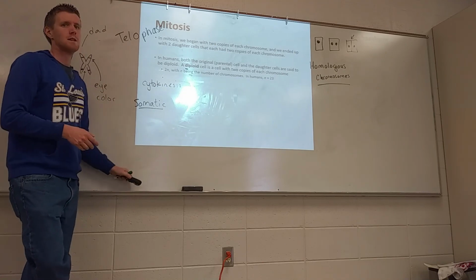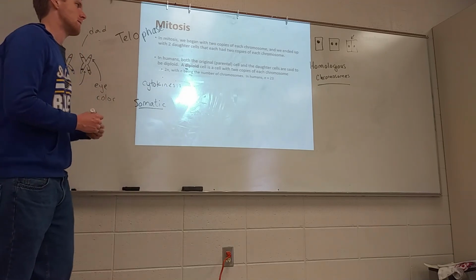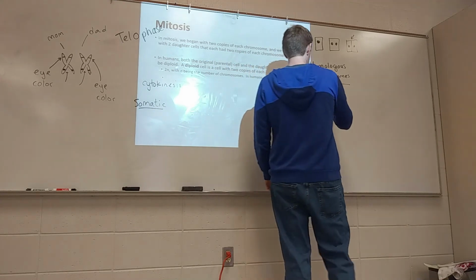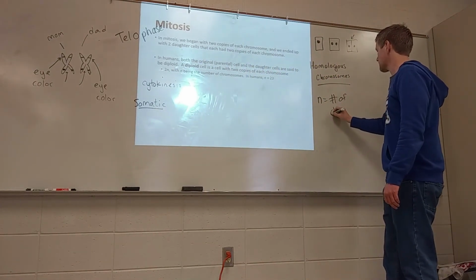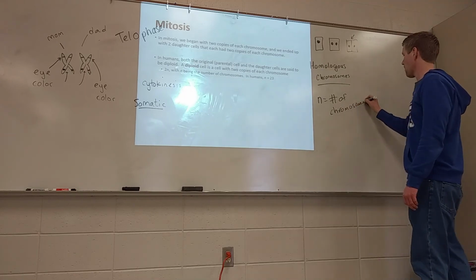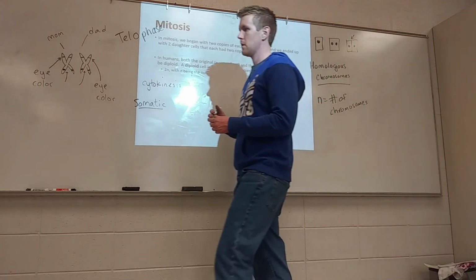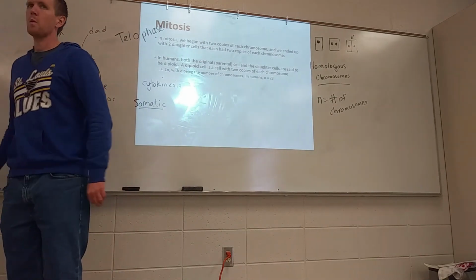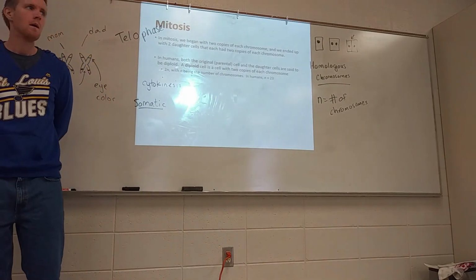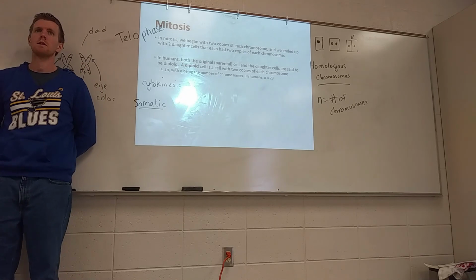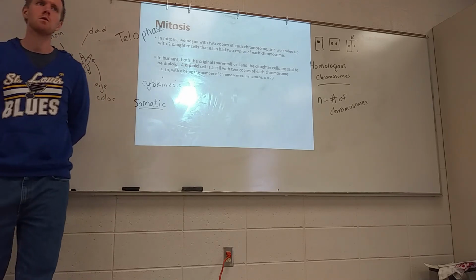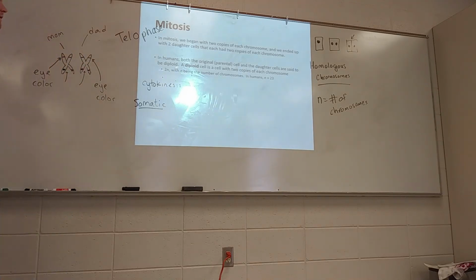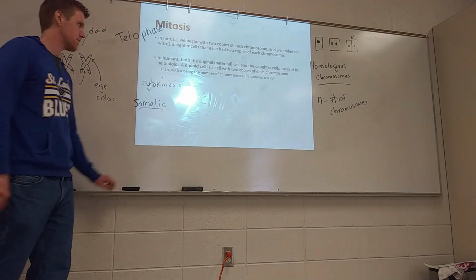Oftentimes this is represented as 2n. N simply equals the number of chromosomes. Different species have different numbers of chromosomes. A lot of species have fewer than we do, a number of species have more. But if they have 2 copies of each, they're said to be diploid and thus have 2n. In humans, n equals 23. So 2n, 2 times each chromosome, is 46.